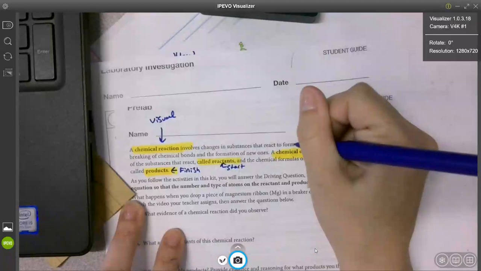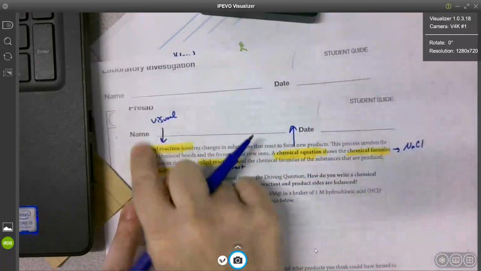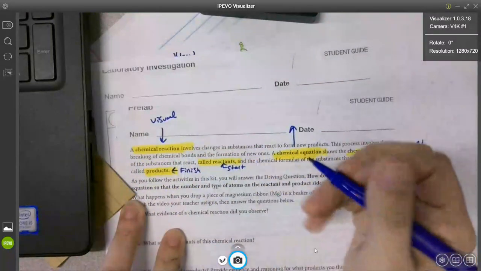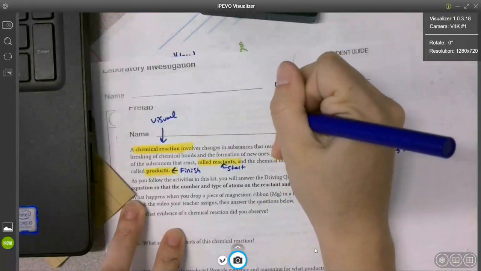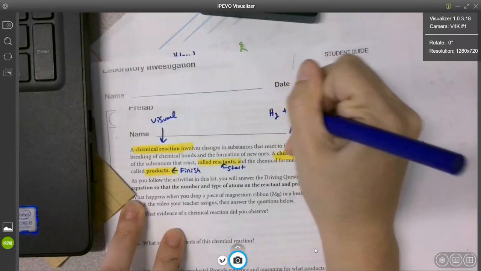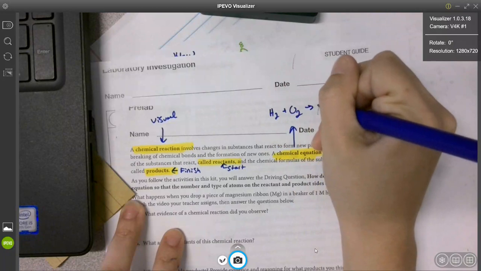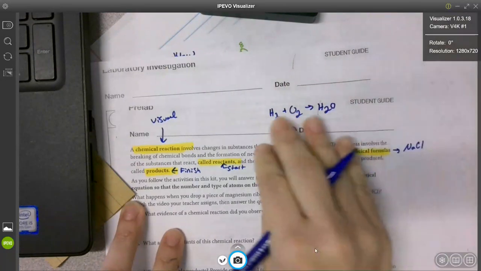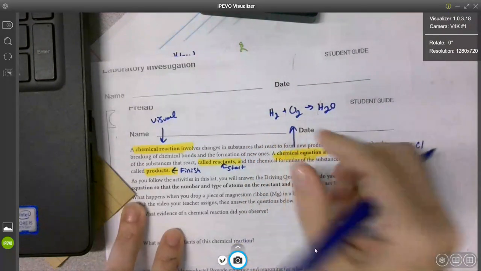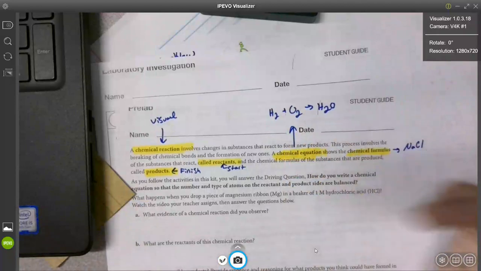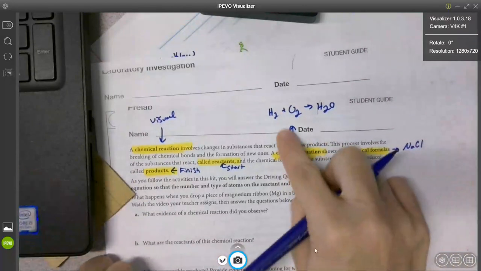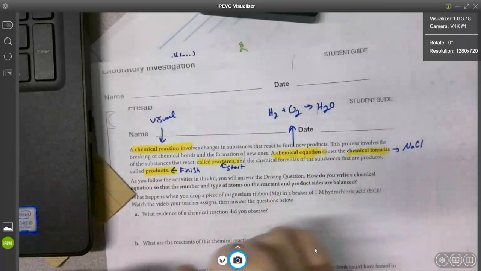Chemical equations, on the other hand, while reactions are visual, a chemical equation is something like this. We have the formation of water. Hydrogen and oxygen are coming together to form water. So this is what a chemical equation would look like.